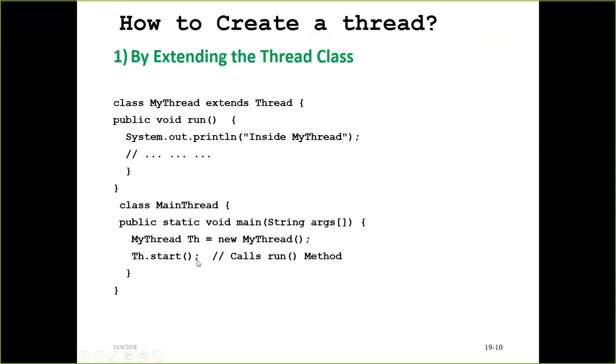In order to run a thread or start a thread, we use the start method, not the run method. We implement the run method, but we use the start method in order to call the run method. We will see later soon that we don't need to call the run method directly.